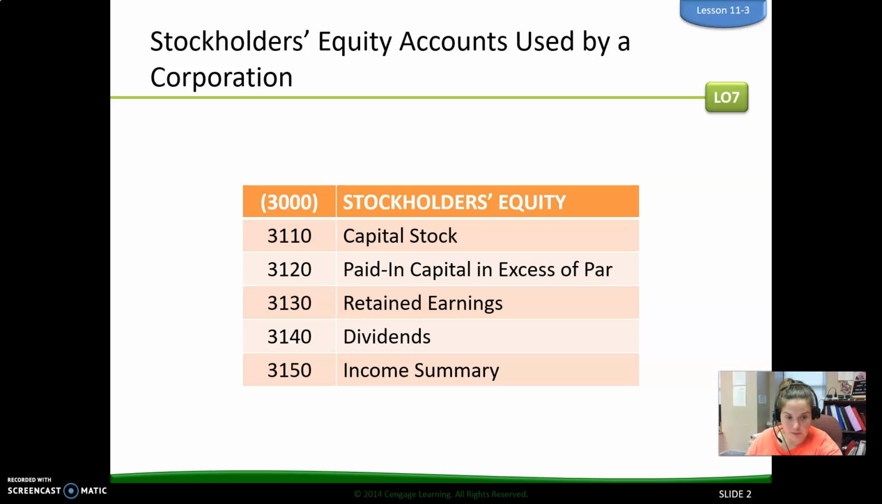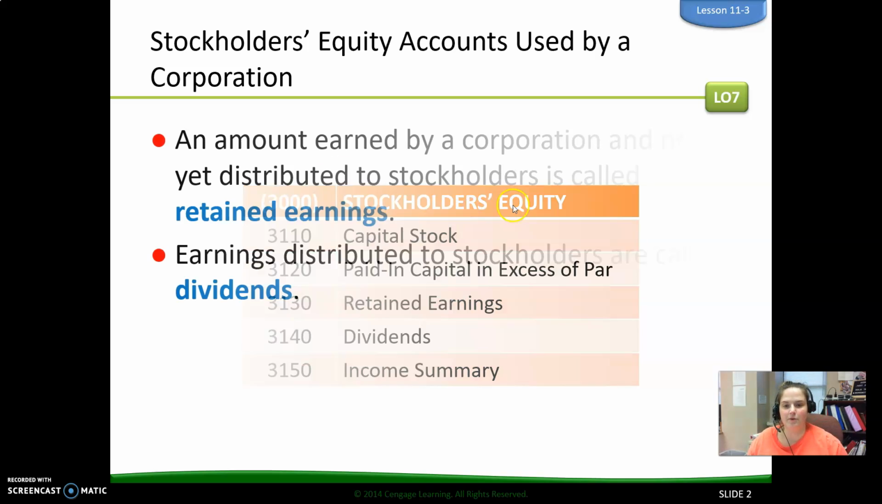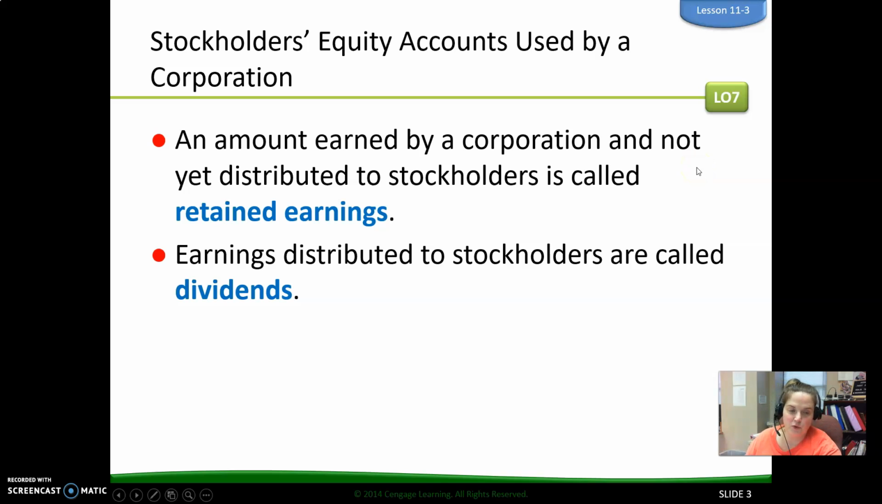Some income may be retained, or held on to, by a corporation for business expansion. An amount earned by a corporation and not yet distributed to its stockholders is called retained earnings. So retained earnings is the stockholders' equity account used to record the corporation's earnings.